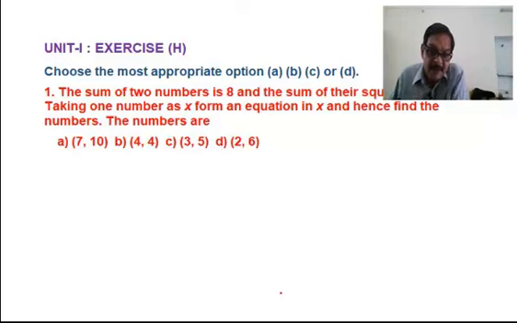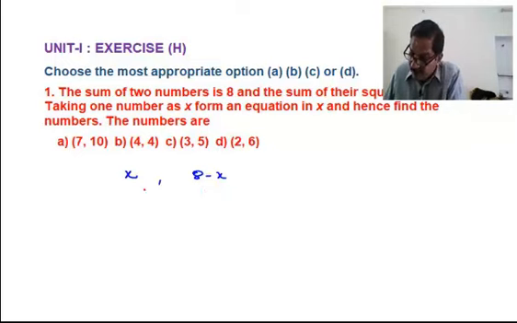Here we have been given that the sum of two numbers is 8. Means if I take one number as x, then another number will be 8 minus x, because we know that the sum is x plus 8 minus x, which is equal to 8. So if I take one number as x, another will be 8 minus x.